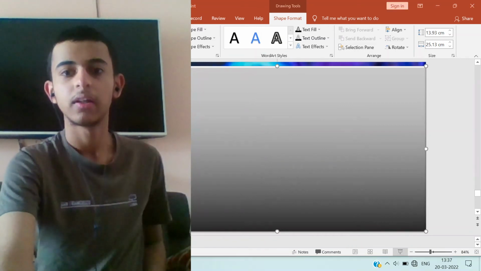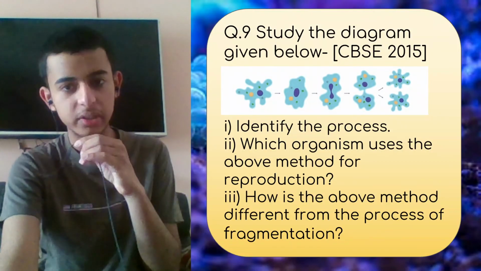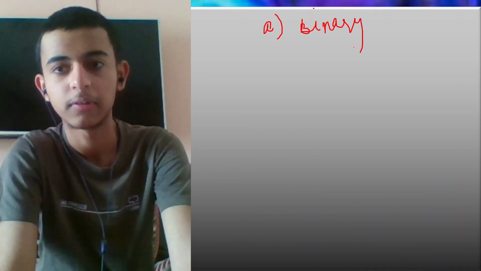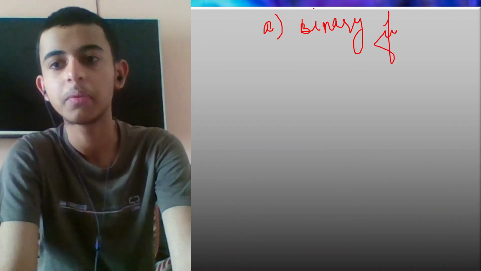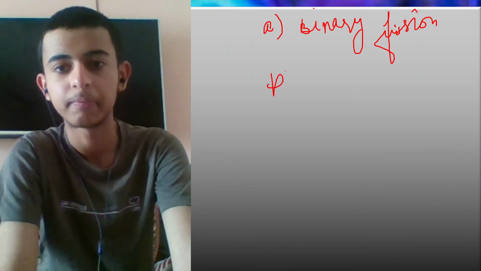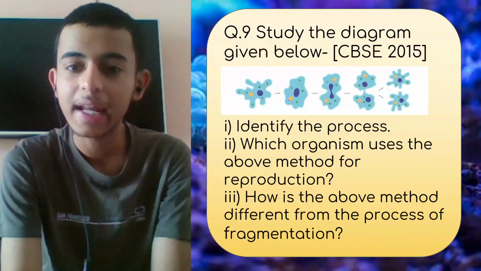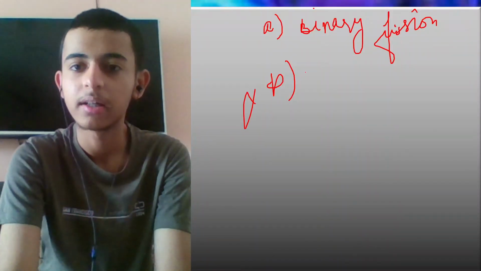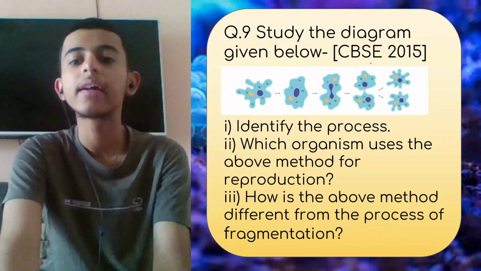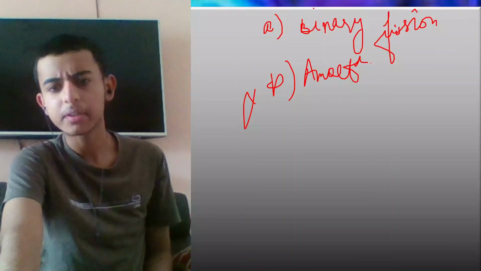Fine now. Okay. This is the question. Now identify the process. So how will you write in the subjective manner? You'll write down A, process is binary fission. Please don't write just fission. Write down binary fission. B, which organism uses? It is amoeba. And third, how is the above method different from the process of fragmentation?